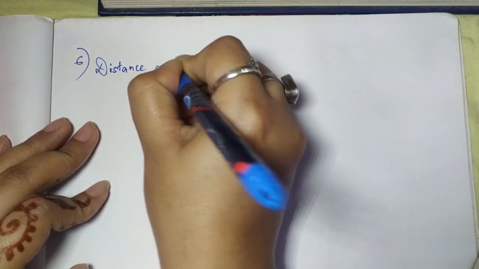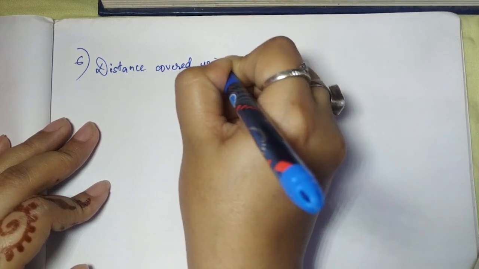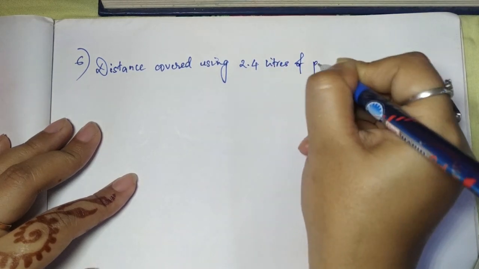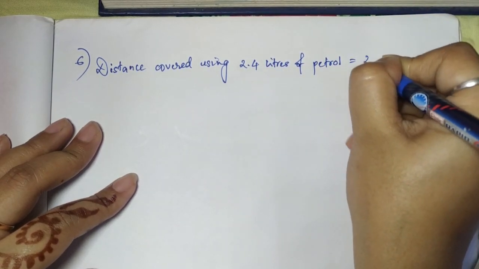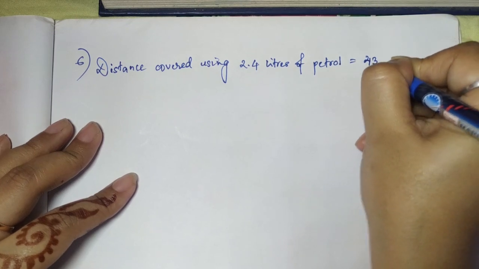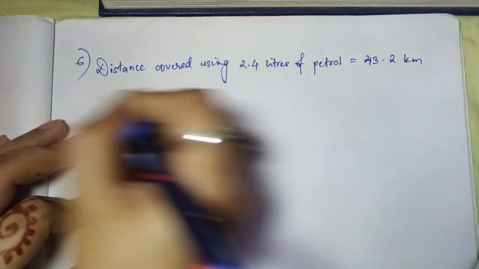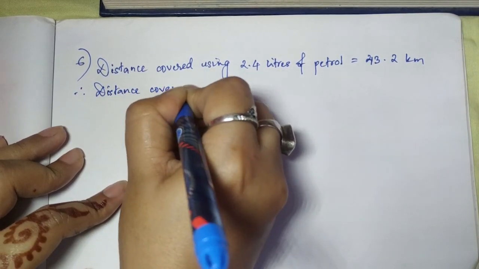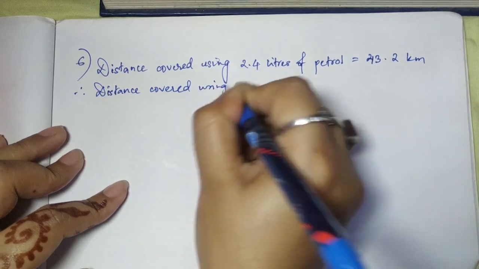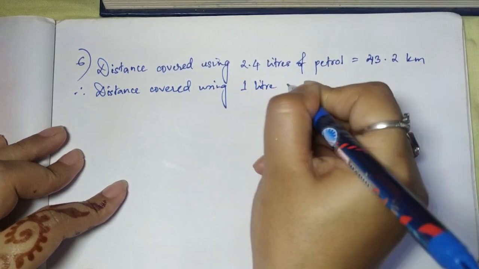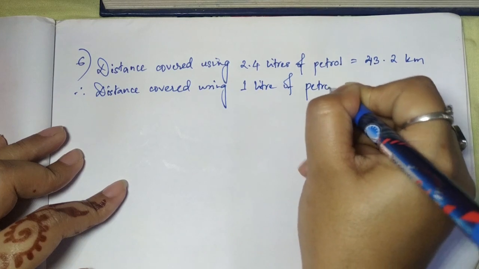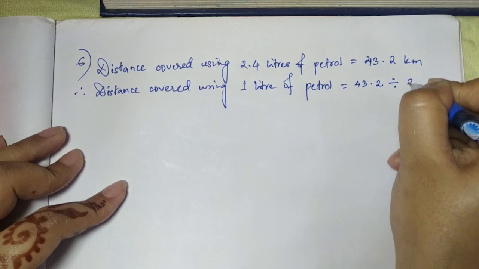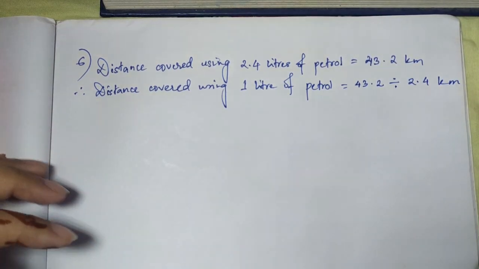Distance covered using 2.4 liters of petrol is equal to how much? 43.2 kilometer. So therefore, distance covered using 1 liter of petrol will be how much? Unitary method, you know, this divided by this. So 43.2 divided by 2.4, and obviously distance, so the unit is kilometer.